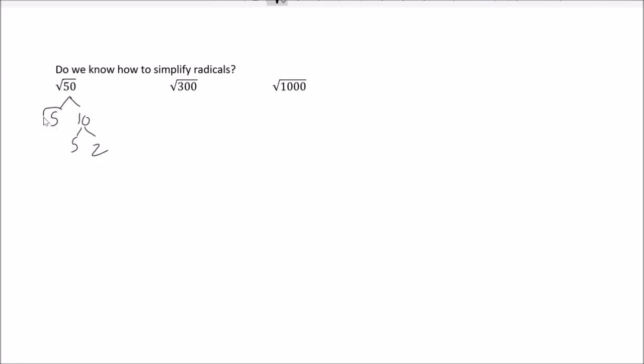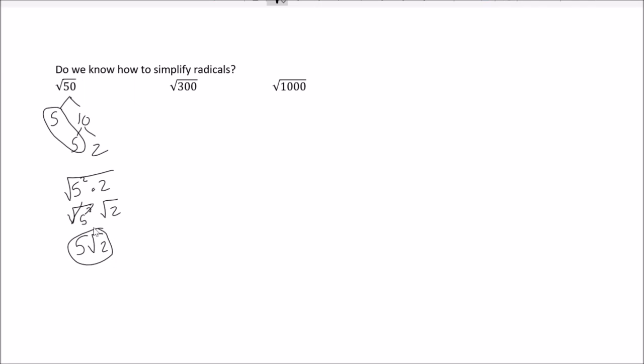So I'm going to try to pair them up. I have a pair of 5s and a 2. So what does that mean? That means 50 is the same as 5 squared times 2. And it has a root over it. So then I can break those up with their own root. So that would be the root of 5 squared times the square root of 2. And what happens here is you have a root and a square that cancel out. So this simplifies to 5 root 2.